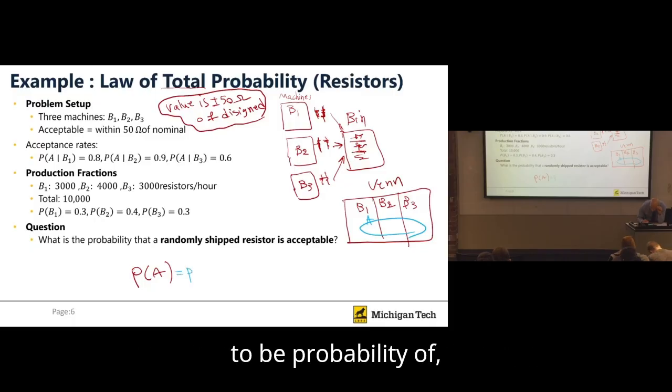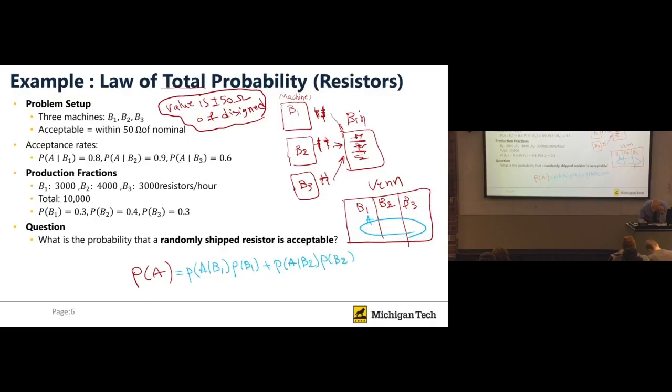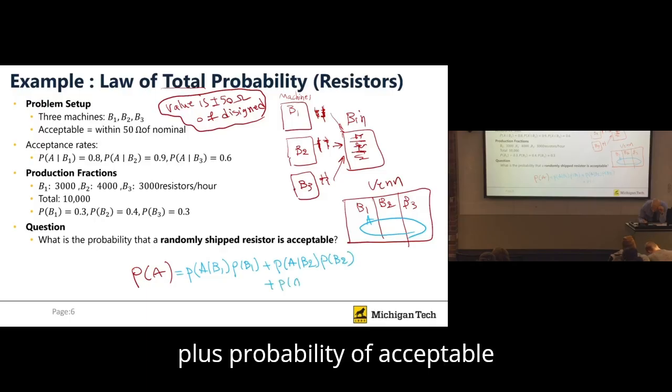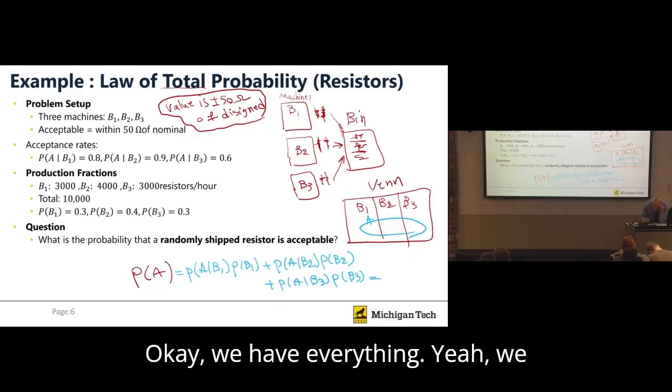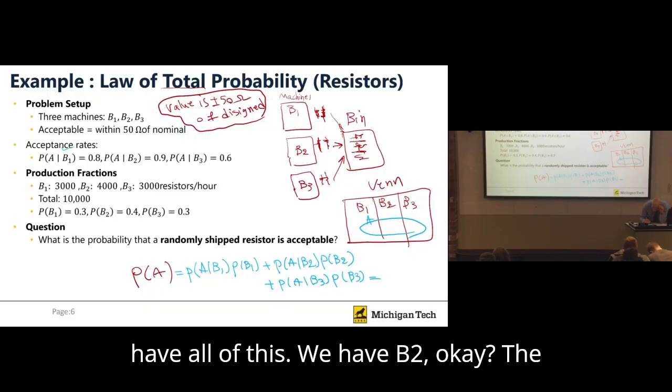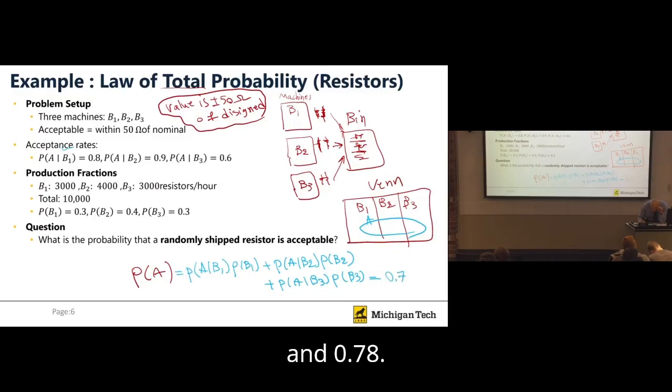So it's going to be the probability of acceptable coming from B1 times the probability of B1, plus the probability of acceptable coming from B2 times the probability of B2, plus the probability of acceptable from B3 times the probability of B3. Okay, so we have everything. Yeah, we have all of this. The rest is just adding together, and we get 0.78.